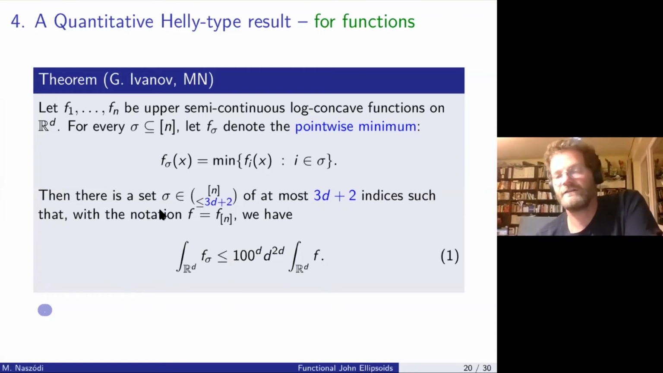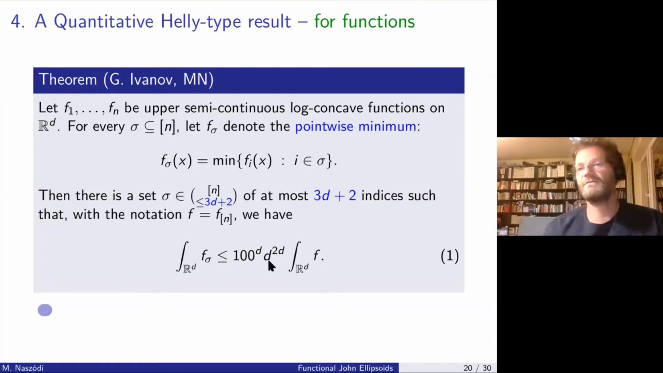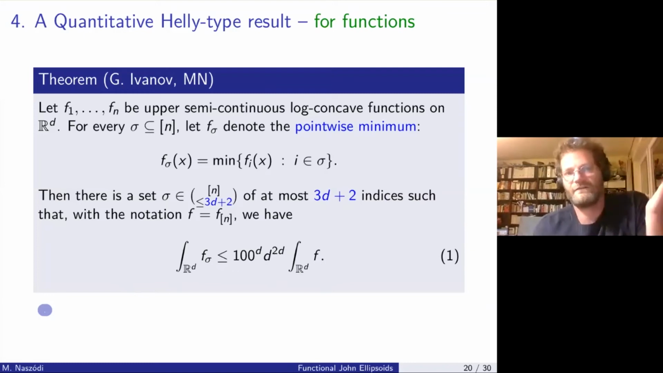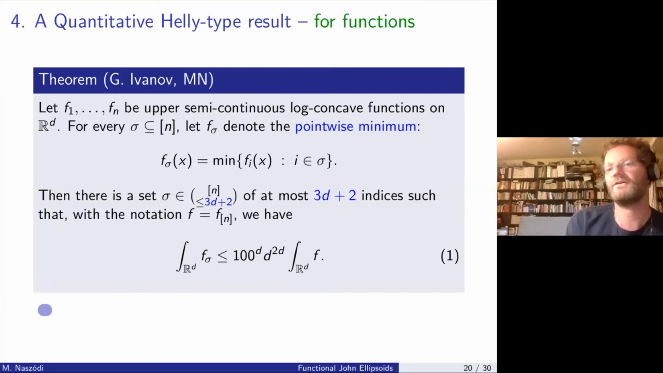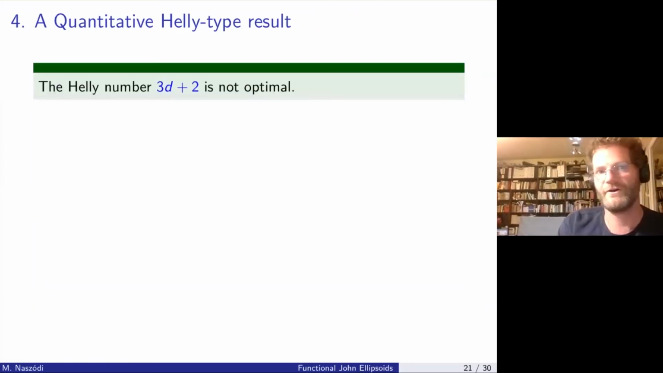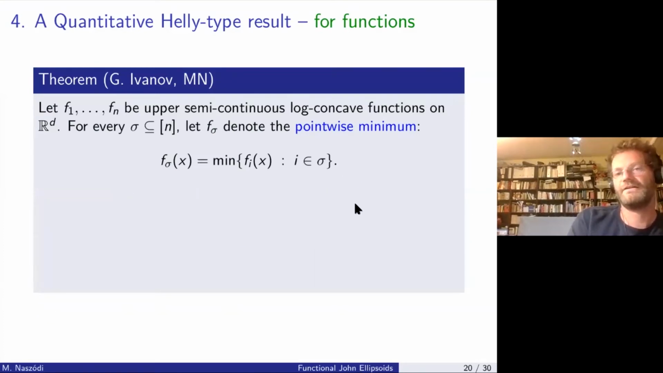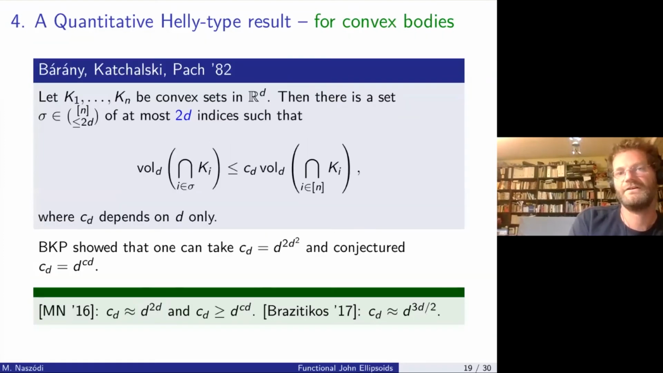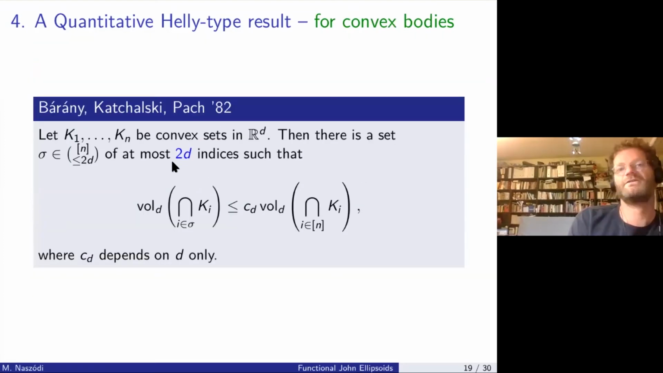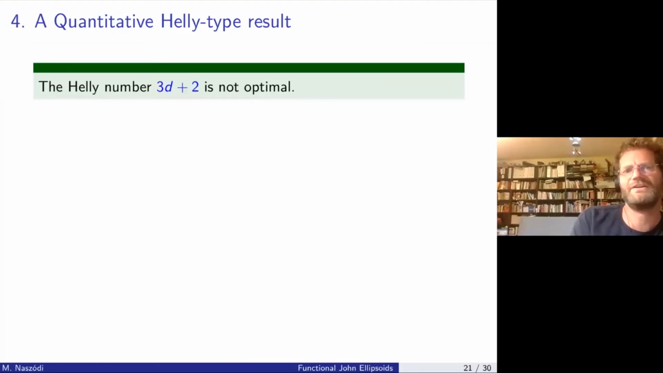Okay, so this is our fourth result, and I want to stress that for this result, it's not about John ellipsoid. It's not about anything like that. You can phrase it without any of that introduction. But you notice that here we have 3D plus 2 and not 2D as in this original theorem of Bárány, Katchalski, and Pach. There is this 2D, and we know that that's optimal. So why do we have this 3D plus 2?